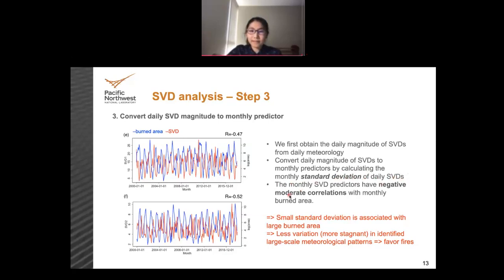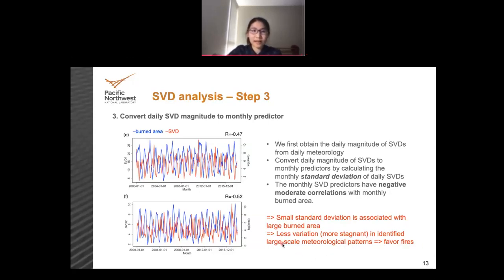So the meaning of the standard deviation here is that a smaller standard deviation is associated with burn area, because the standard deviation represents the variation or the stagnation of the large-scale circulation pattern. So if the circulation pattern is stagnant over a month and has a smaller standard deviation, that means it is favorable for fires. The large-scale circulation pattern is favorable for fires.